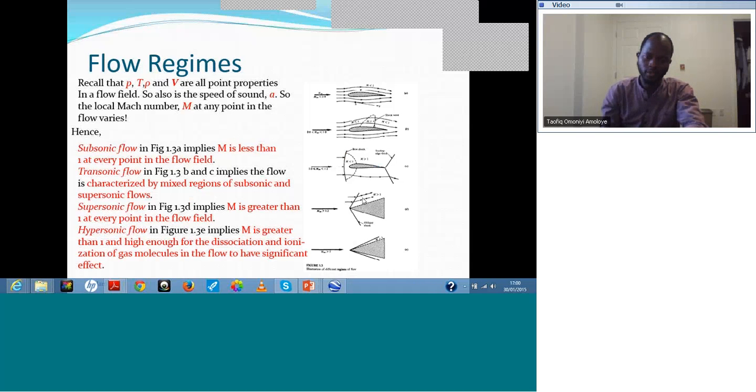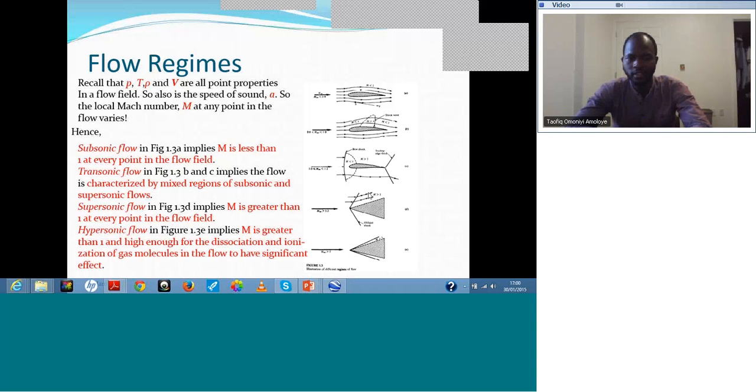Then hypersonic flow is one in which the local Mach number is greater than one everywhere in the flow field, and the speed of the flow is high enough that the molecules of the gas start dissociating and ionizing. And I hope you still remember what dissociation and ionization mean. It just means, let's say, for instance, the flow of air. Air is majorly nitrogen, so you have N2 molecules in the air.